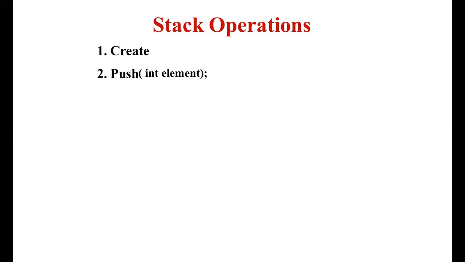And next, the third one, pop. Whenever we use the pop function, there is no need to pass an argument. Can you tell me why, and what is the reason? In the stack, whenever we want to pop an element, it will always pop the last element. Whatever element you insert last will come out first. That is, the top of the stack will be popped or deleted.